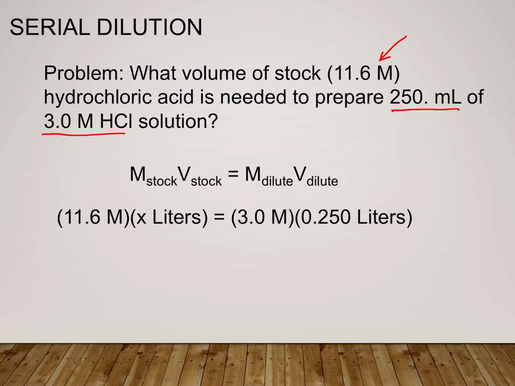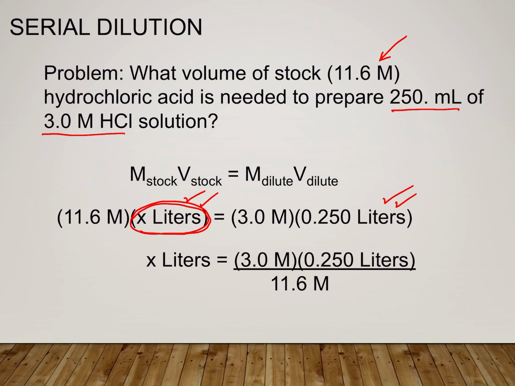So then we plug in what we know. We have 11.6 molar, right? That's our stock molarity, and we don't know how much we're going to use to make our solution. But we know we want 3 molar hydrochloric acid, and we want 250 milliliters or 0.250 liters. It's important to know you can do these problems in liters or in milliliters as long as you are consistent, right? So if this one is liters, then this one needs to be liters. If this one's milliliters, then this one can be milliliters. Either is fine, just as long as you're not changing units in the middle of your problem.